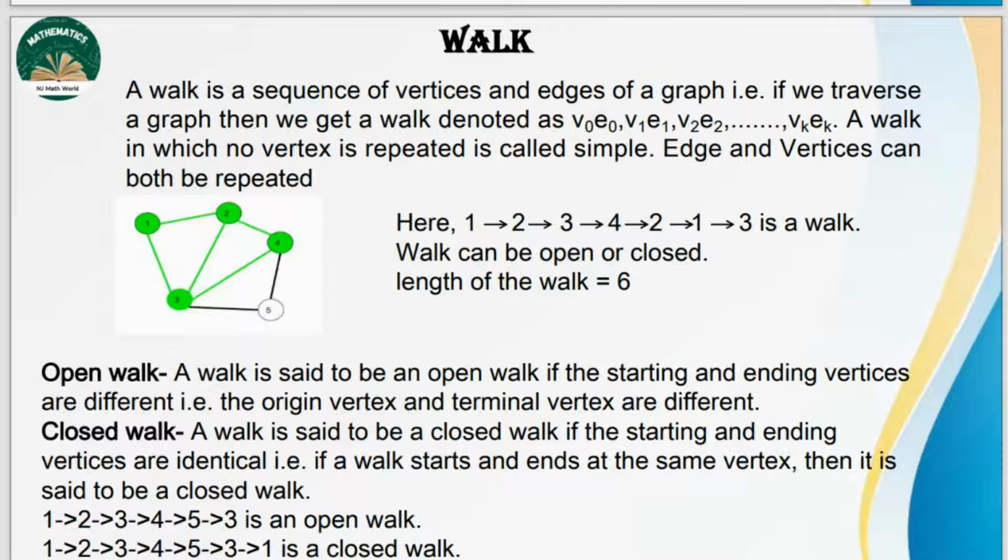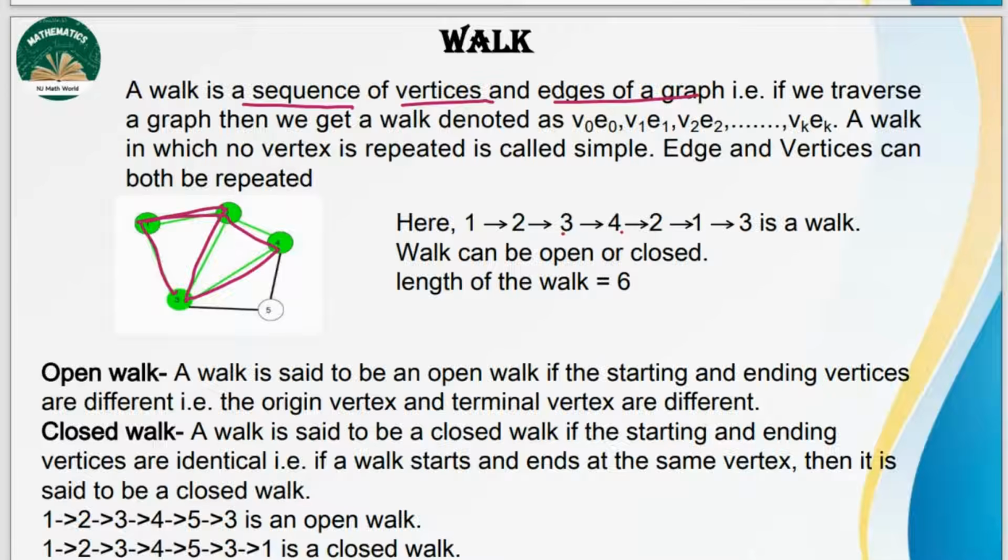For example, here we have 1 to 2, 2 to 3, 3 to 4, 4 to 2, then 2 to 1, and 1 to 3 is a walk. Here we are moving in a sequence of vertices and edges of the graph. So it is represented as V0, E0, V1, E1, V2, E2. That will be written as 1 to 2, 2 to 3, 3 to 4, 4 to 2, 2 to 1, and then again to 3.